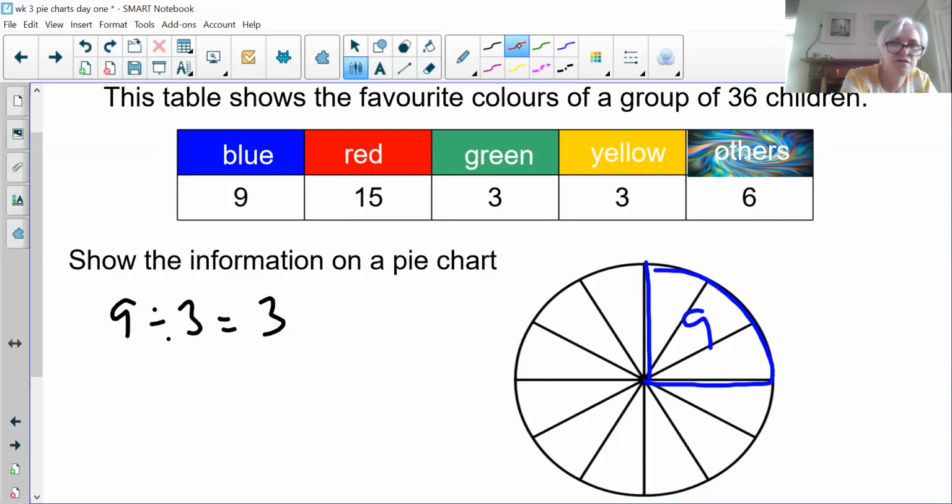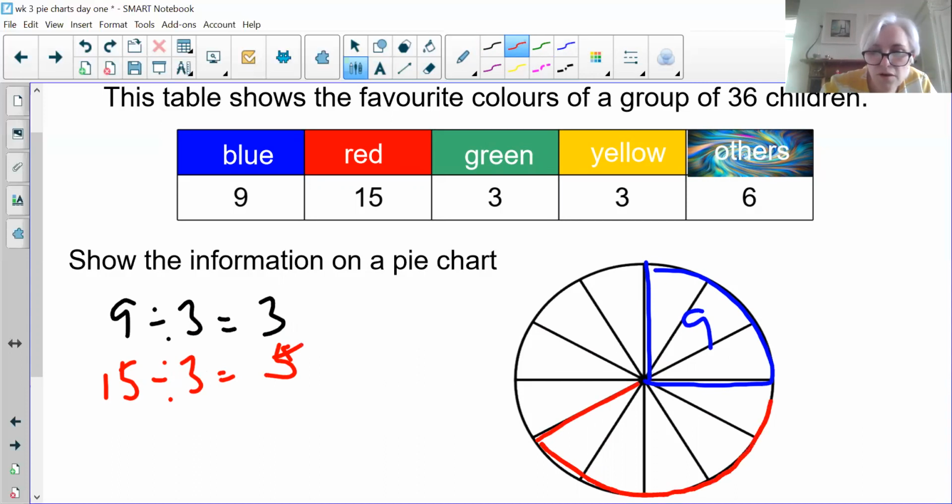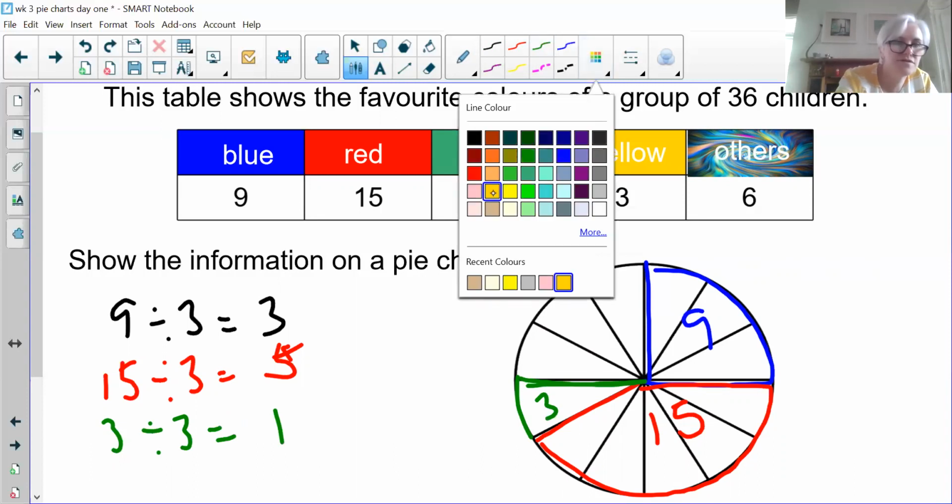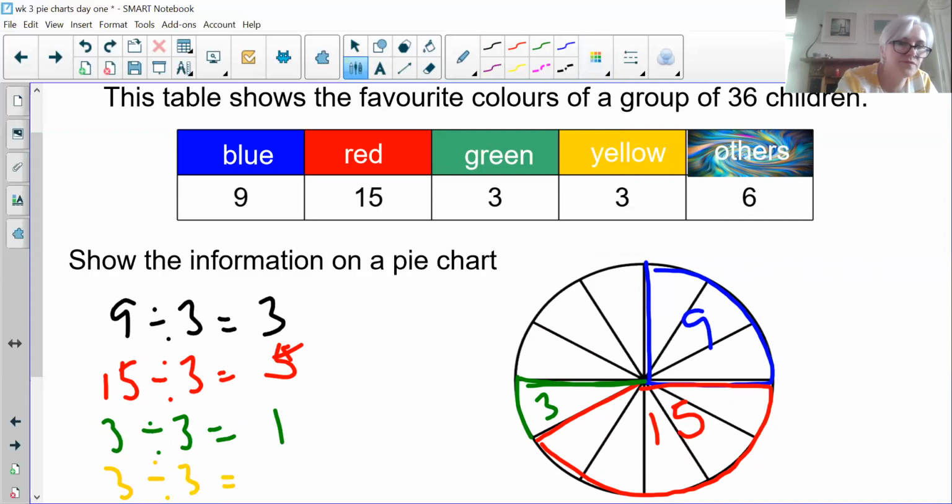And then for red, you should have 15 divided by 3, which is the value of each segment. That gives me 5 segments to colour in. 1, 2, 3, 4, 5. And that's 15. Okay, and then green. I've got 3. So 3 divided by 3, I'm just going to have 1 segment, because each of these is worth 3. And then the yellow is also 3. That's nice and easy. The yellow is 1 segment.